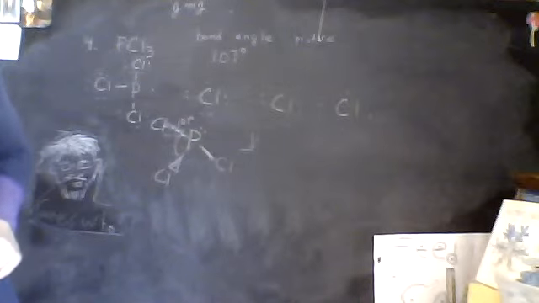Now we're going to do number 5. Okay, it's the same type of thing. Read it out loud, please. Determine the shape of an H2 molecule. Give its bond angle and draw a picture of it.